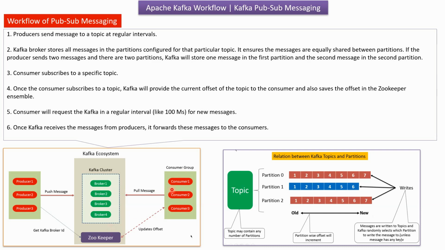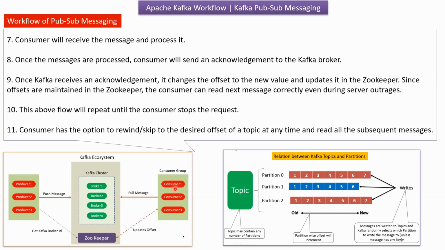The consumer will request Kafka at regular intervals for new messages. Once Kafka receives messages from producers, Kafka forwards these messages to the consumers. The consumer will receive the message and process it. Once messages are processed, the consumer will send an acknowledgement to the Kafka broker. Once Kafka receives the acknowledgement, it changes the offset to the new value, and the new value will be updated in Zookeeper.